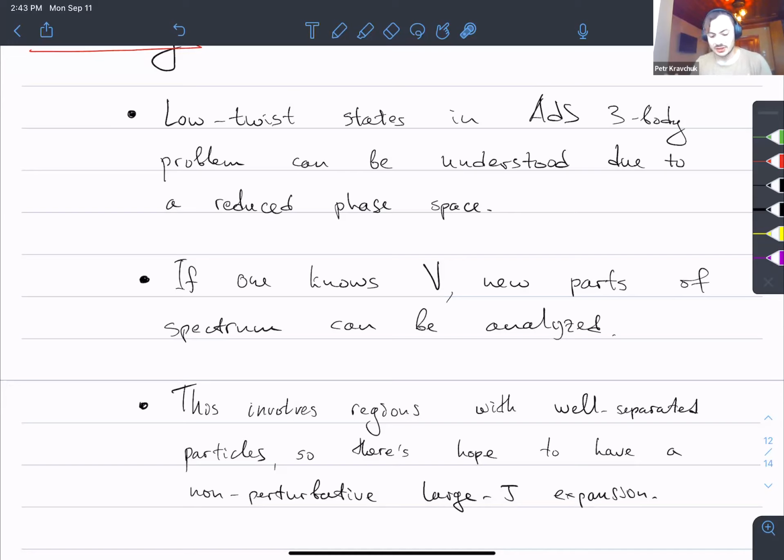Of course, if you have corrections which are so large that they start mixing these different twists, then it becomes really complicated. And there are, of course, regimes in which this three-body problem is very hard to solve in the same sense as it's hard to solve in flat space. But there are also other regions where you can solve it, for a given Hamiltonian, for a given interaction, and there are parts of the spectrum that you can analyze using these methods which are separate from the parts that you can analyze using the double twist, as long as you know the effective Hamiltonian.